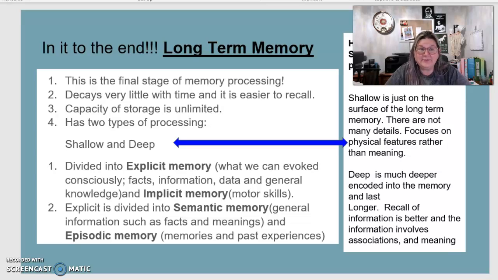The capacity for storage of long-term memory is unlimited. We do not know how much information the brain can actually retain.